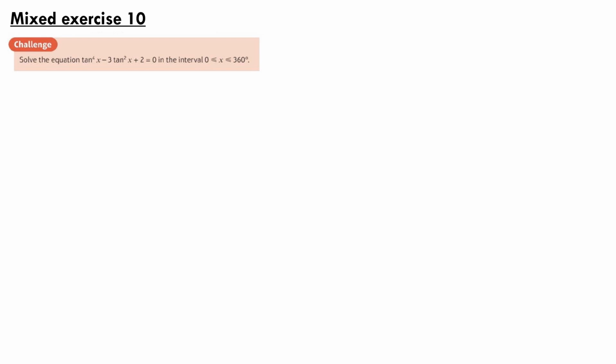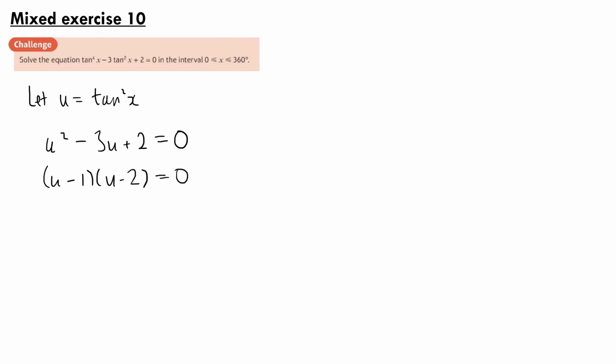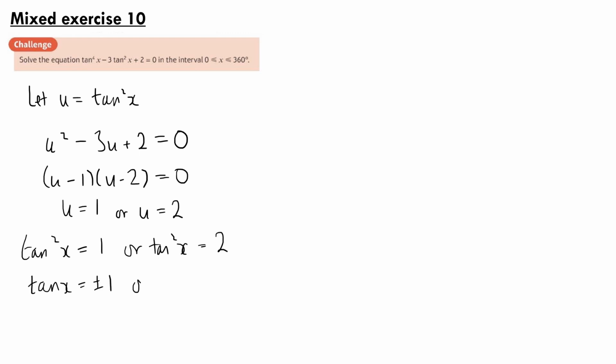So we can see that this is a hidden quadratic in terms of tan squared x. So if we let u equal tan squared x, we have u squared minus 3u plus 2 is equal to 0. And factorising this quadratic, we have u minus 1, u minus 2 is equal to 0. So we have that u is equal to 1 or u is equal to 2. And therefore tan squared of x is equal to 1 or tan squared of x is equal to 2. And that gives us four possible values of tan of x, which are plus or minus 1 or plus or minus root 2.